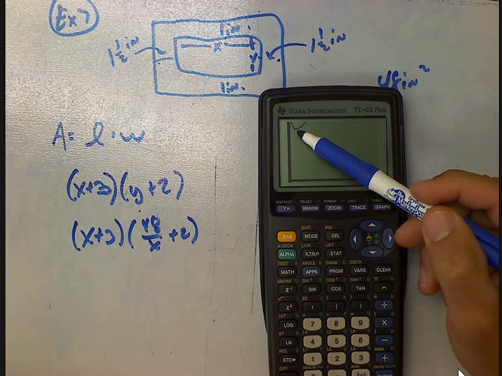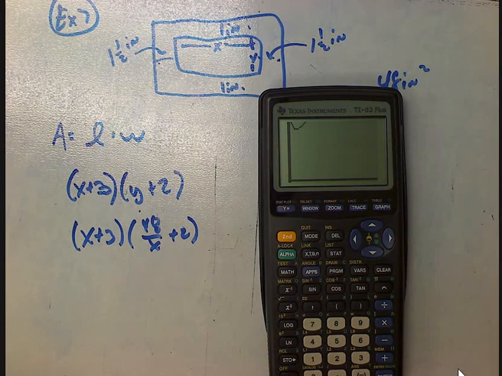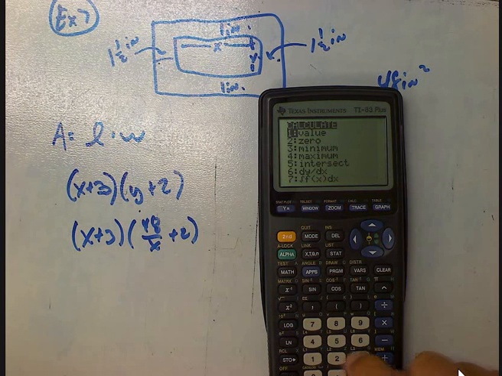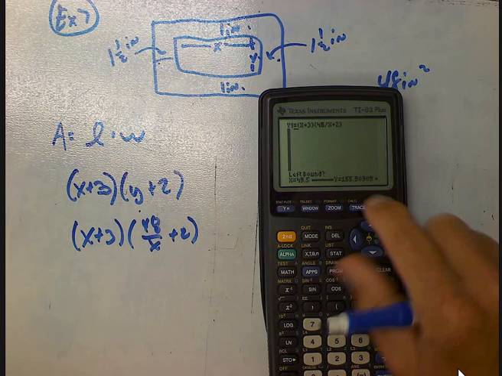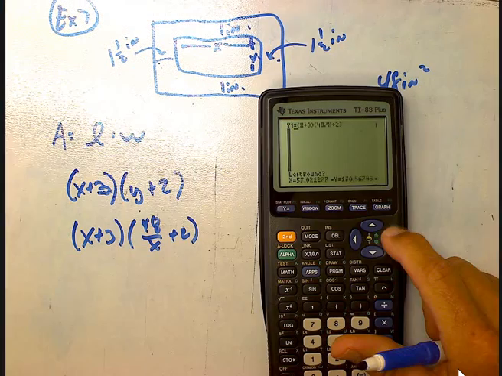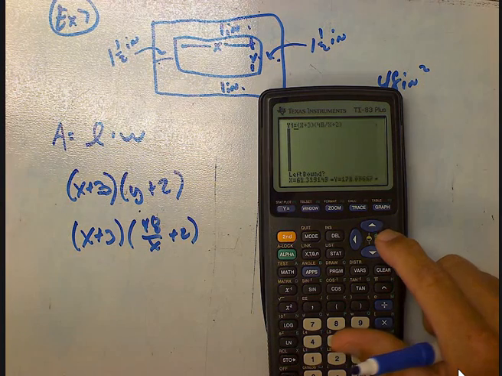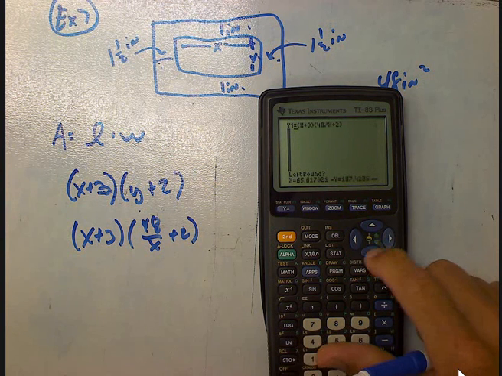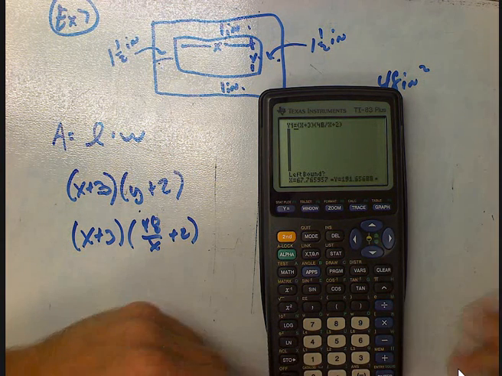So to find that minimum value, second, trace 3 for minimum. Alright, so left bound, I've got to find it on there. This could be a little tricky now, I can't really see the graph very much. It looks like I'm not going to be able to work this very well. Sometimes that happens. So what I'm going to do is, I need to bring the graph down.